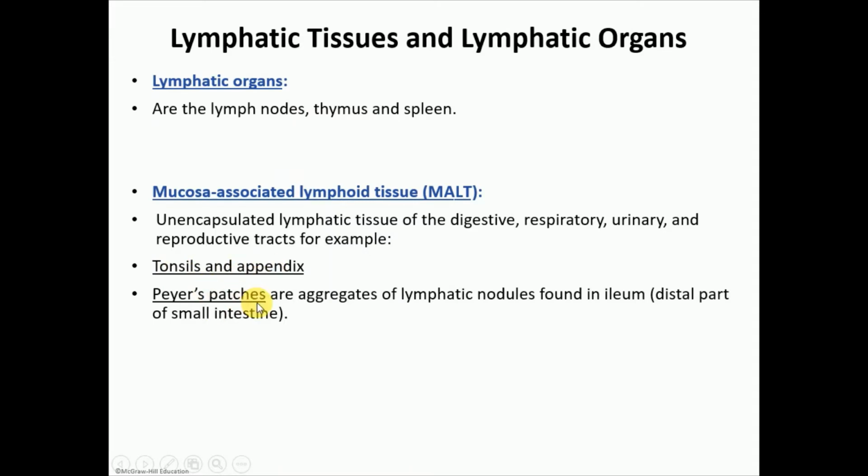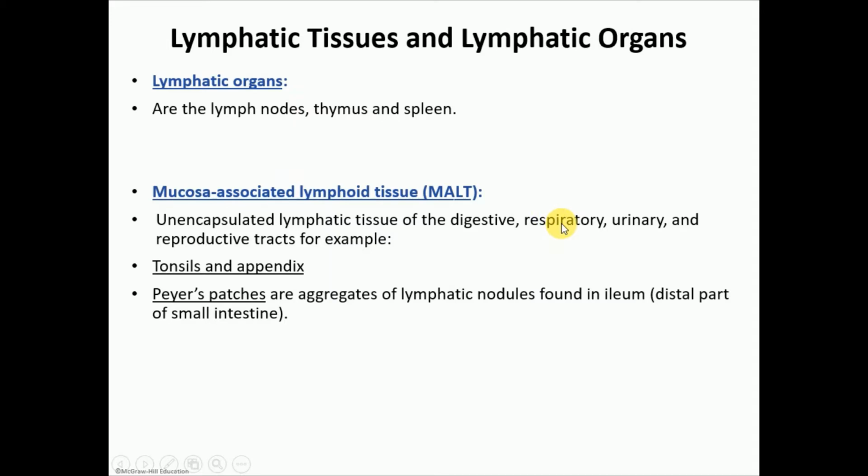Peyer's patches, those are little collections of lymphatic tissue found in the terminal ileum, which is the last part of the small intestine. And so you can imagine that, remember, mucous membranes are the parts of the body that are exposed to the outer environment. So the oral cavity, for example, the digestive system, respiratory system, the nose, and so on.